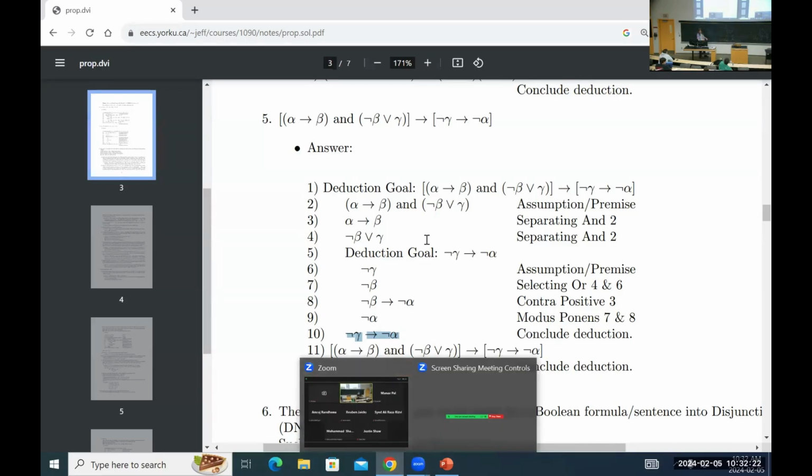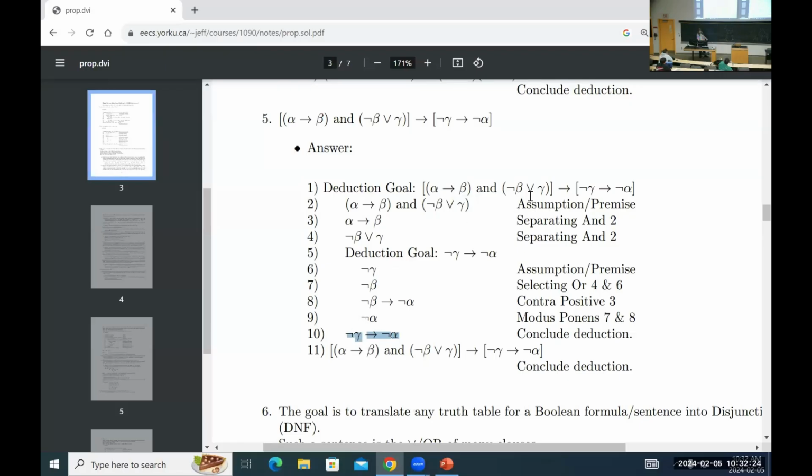It's because I prove this deduction, and within this deduction, I need to prove this deduction. And how do I prove this deduction? By deduction. So now what is my goal? To prove the right-hand side. And how am I going to do it? By deduction, so I assume the left-hand side.